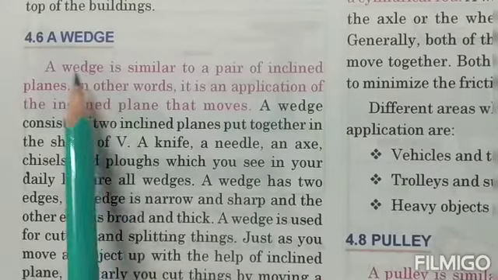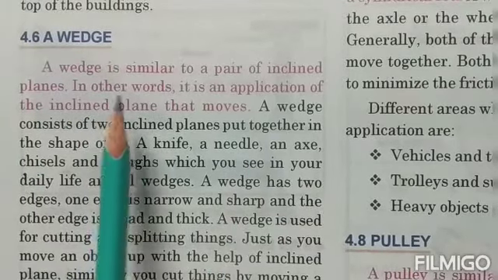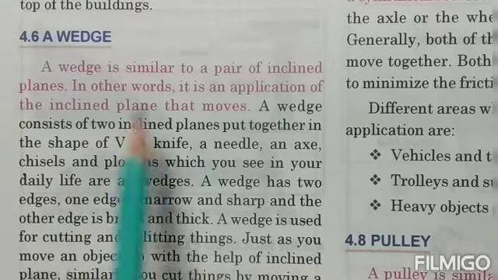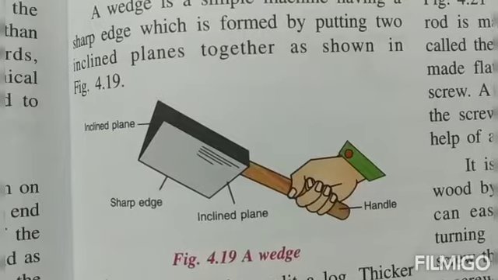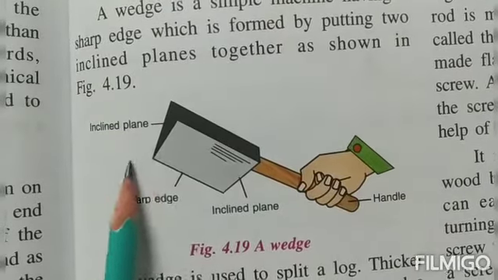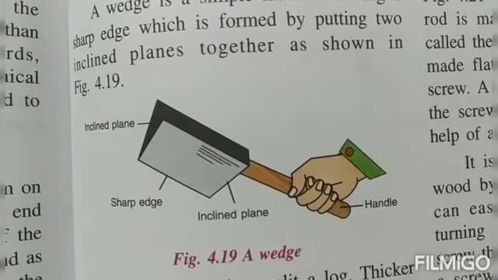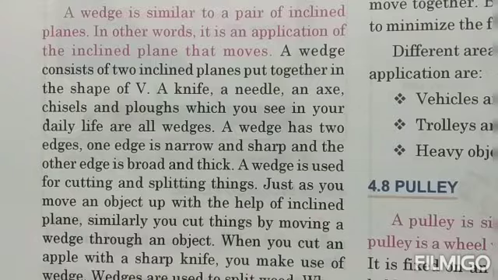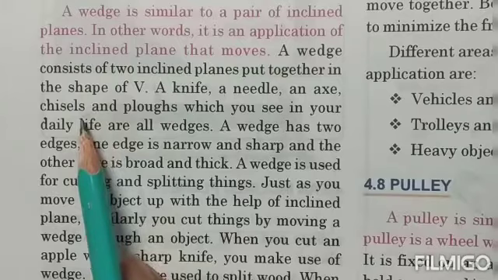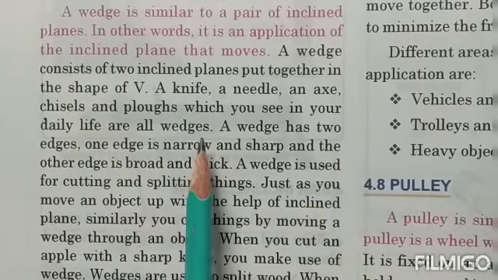Coming to the next heading, children, a wedge. A wedge is similar to a pair of inclined planes put together. That means if two inclined planes are put together, then they form what is known as a wedge. Now here is the picture of a wedge, children. These are the two inclined planes. When they are put together, they form the shape that is known as a wedge. A knife, a needle, an axe, the chisel and the plows that you see in your daily life are all examples of a wedge.